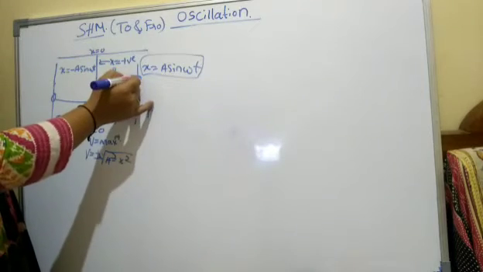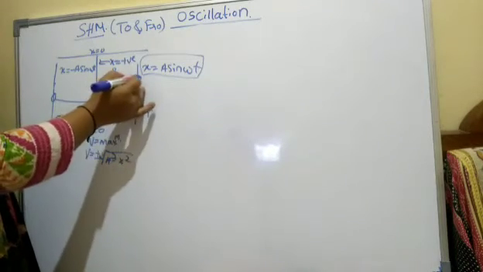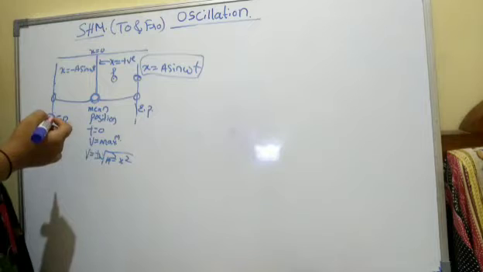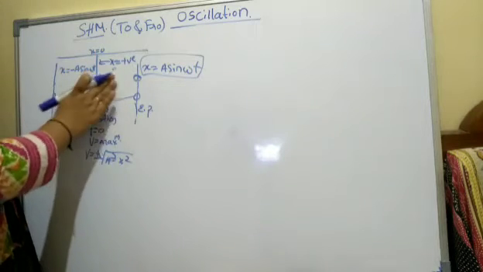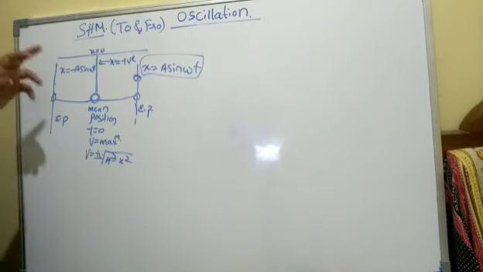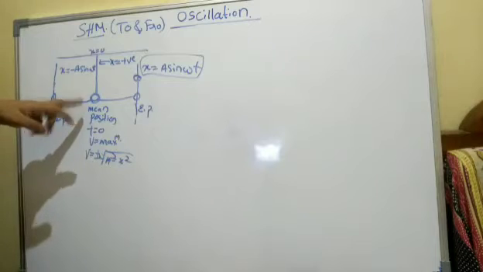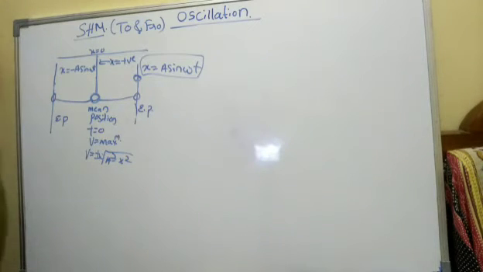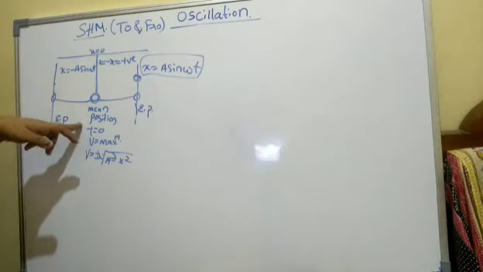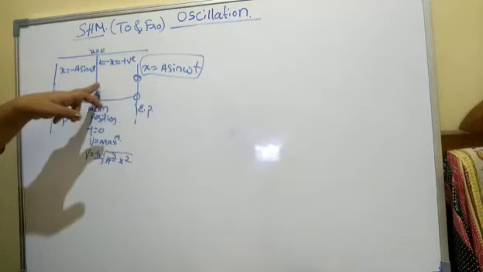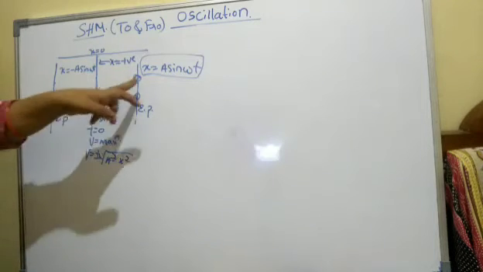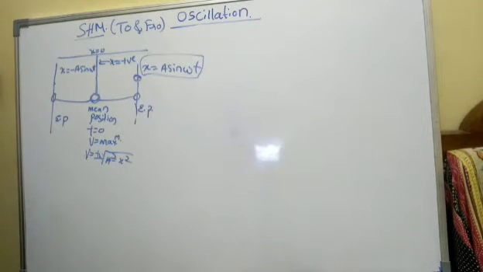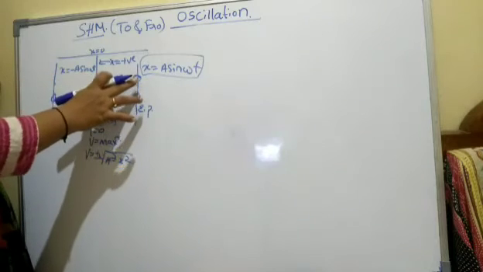Even if the particle is at the extreme position, it can show simple harmonic motion. It is not compulsory that the particle should show simple harmonic motion always from the mean position. It is not like that. It may show simple harmonic motion from the mean position, between the mean and extreme position, or at the extreme position. We don't have any compulsory condition here.